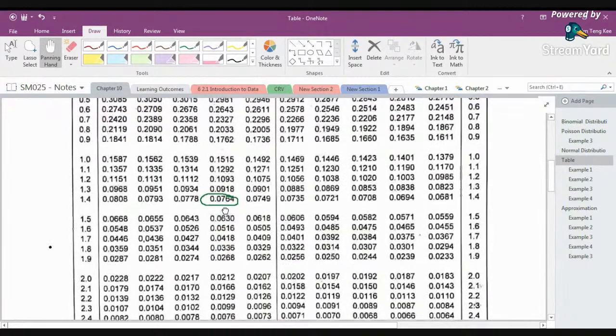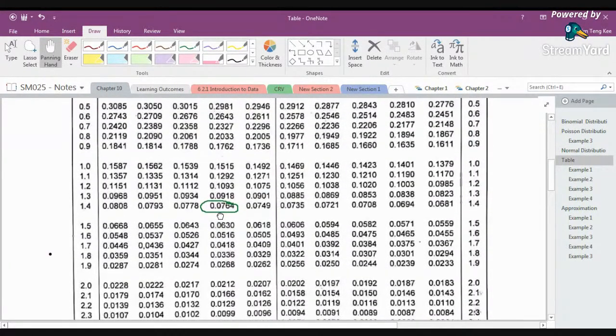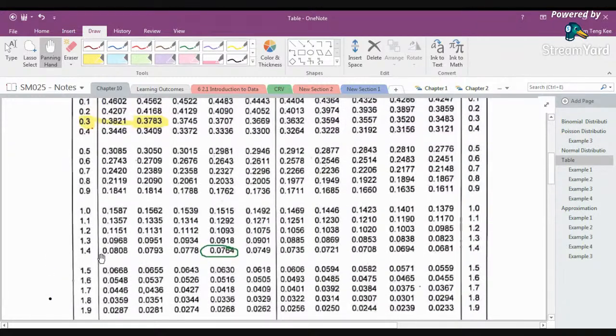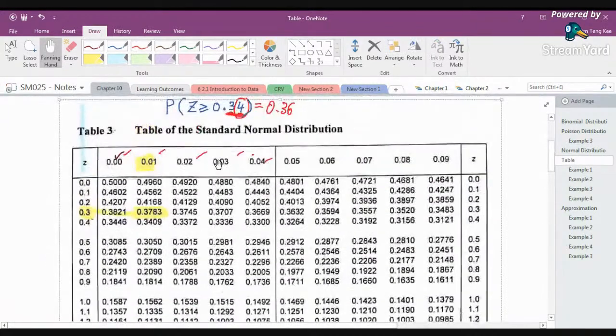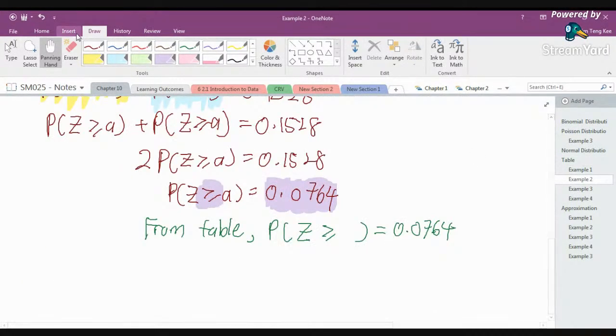So this is the part where I have the value 0.0764, and it is located at 1.43. As a result, I can state my answer 1.43, and then I compare these two parts I highlighted in yellow. I will have A equals 1.43 as the answer.